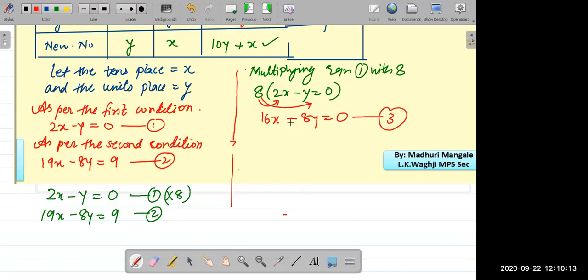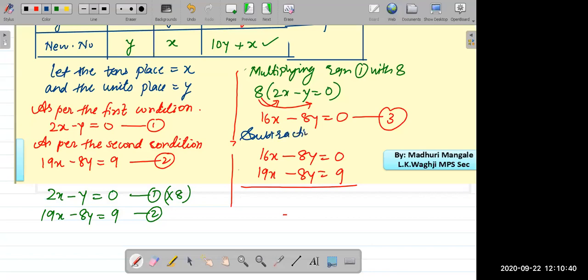And now we will relate what should be done with the two equations, that is the third equation and the second equation. So the second equation is 19x minus 8y equals to 9. What should be done, students? Same signs. That means we need to subtract so that the signs change and the y terms, they cross out, correct? So we subtract.